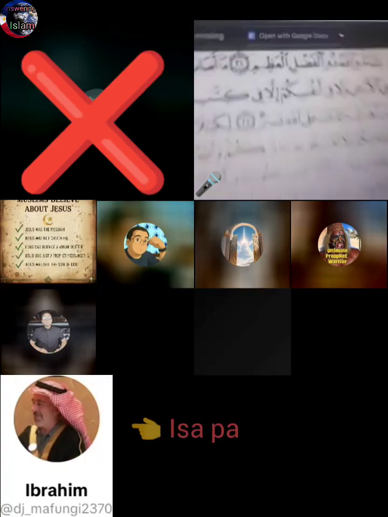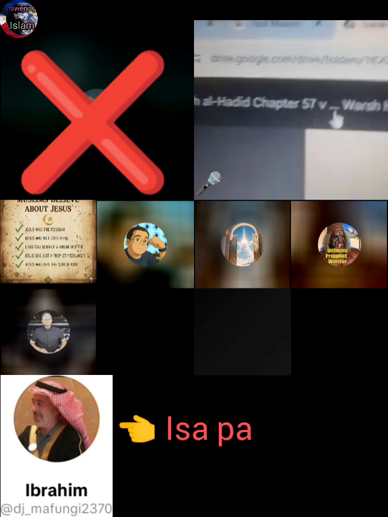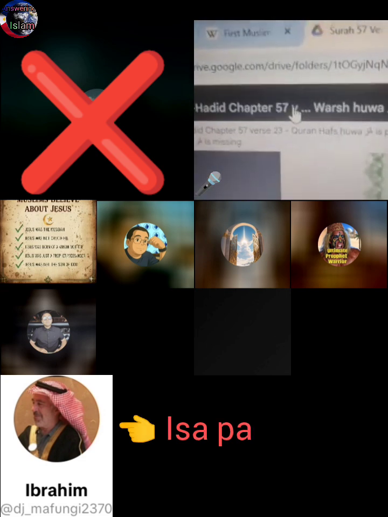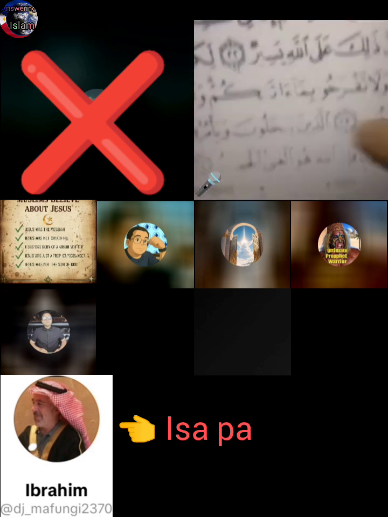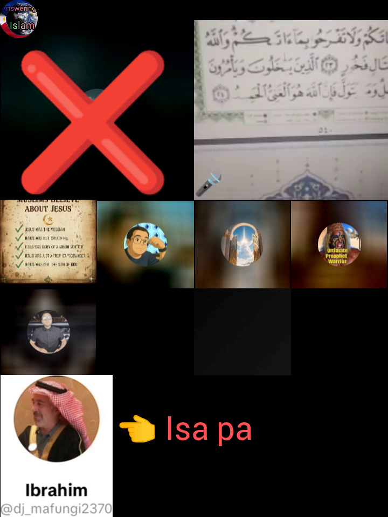So for example, this is Hafs, no? This is Hafs. On the bottom of it, it says 57. This is chapter 57, Al-Hadid, verse 23. So you can see here, listen first.